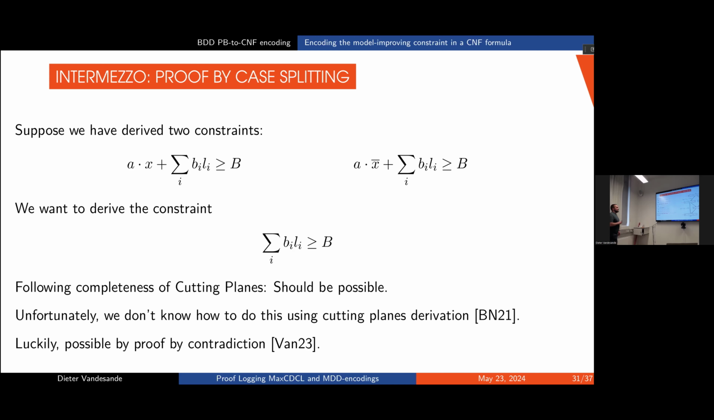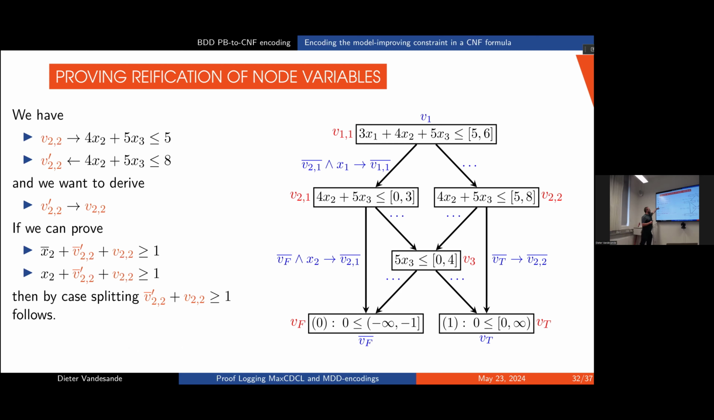So again, let's come back to our previous problem. We want to be able to derive that V prime implies V. We'll do that by case splitting. Namely, if X is true, then V prime implies V. If X is false, then V prime implies V. So if we then apply case splitting, then we can clearly conclude that V prime implies V. That's the idea.